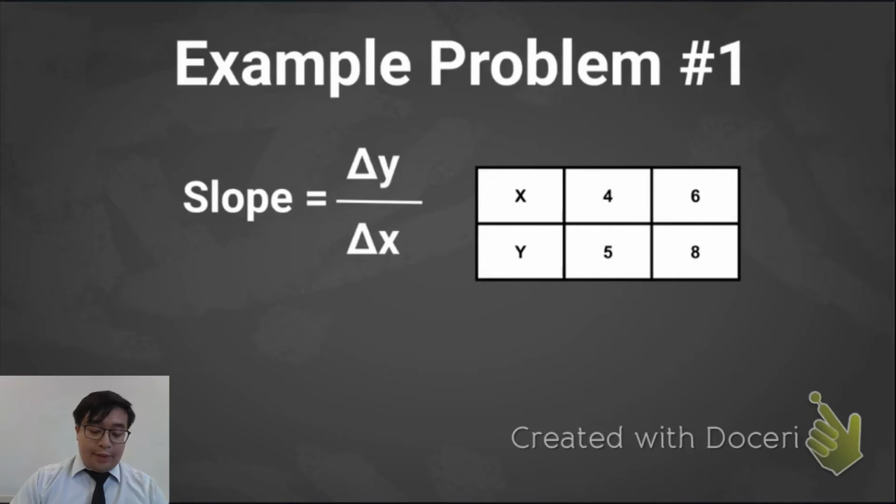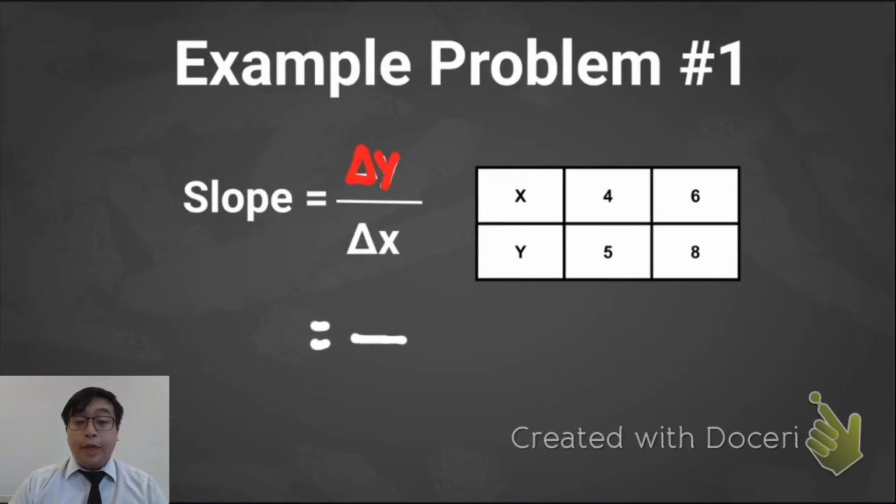So the first thing I need to do is find the change in y. I'm going to use the color red to represent the change in y. Looking at my table, my y values are in the bottom row, so I'm comparing the two numbers 5 and 8. Starting at 5 and moving up to 8, what's the change going to be? How do I get from 5 to 8? Well, that's a change of plus 3. So my change is 3.